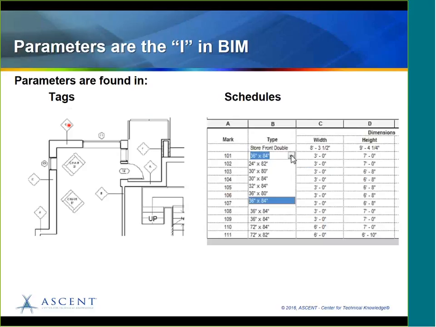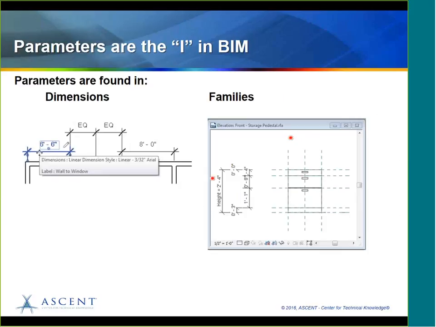You then have parameters found in tags. So for example, this is a wall tag here. That's a type parameter. The chair tag here, that's probably, it could be either a type or an instance parameter. Parameters are found in schedules, as I mentioned before. They're found in dimensions, and this is a new one that I'm going to talk about in a little bit, labeling. You can now label dimensions in projects. Those are called global parameters. We'll look at how to make those. And parameters are found in families. So here we have this height parameter right here, which is actually a parameter.